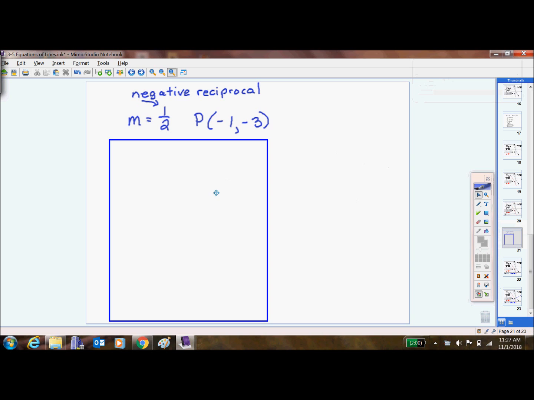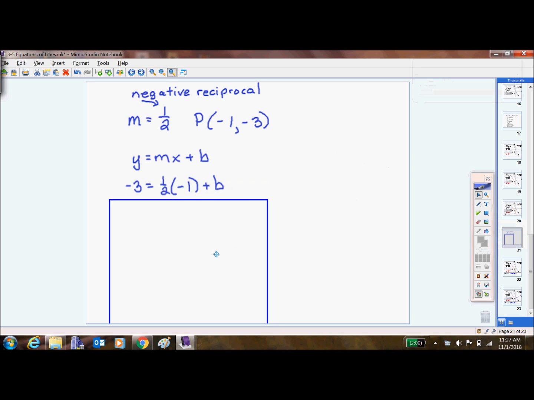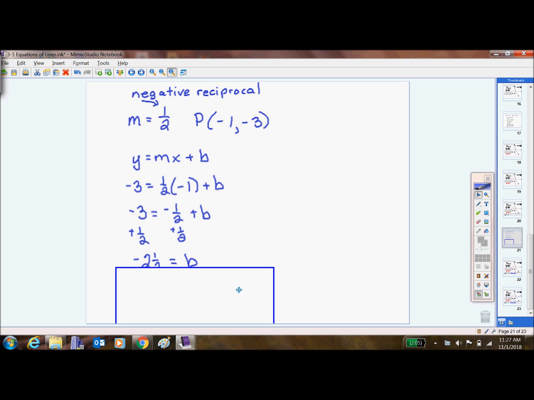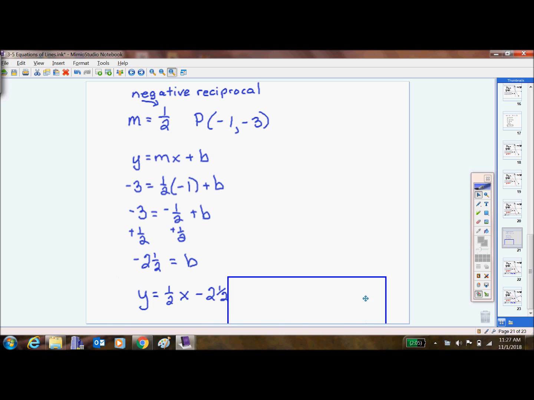So as you went through, you plugged in your numbers, y equals mx plus b, 3 equals 1/2 times -1 plus b. Then when you multiply that out and add it to both sides, none of you got fooled, good job. We get -2.5 for b. And your equation is y equals 1/2 x minus 2.5, or minus 5/2.